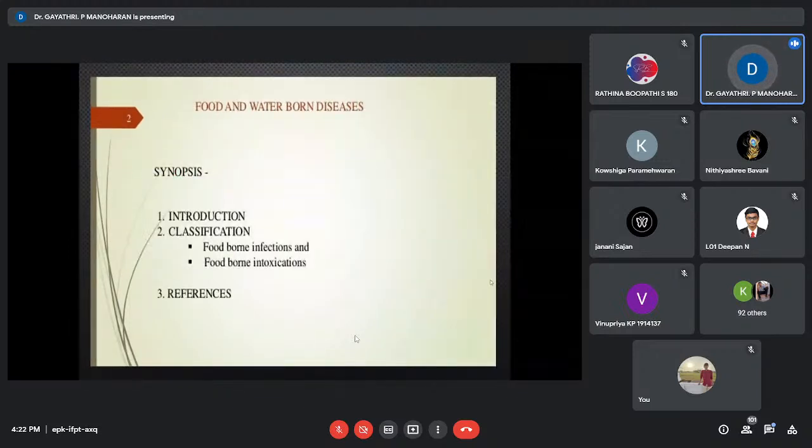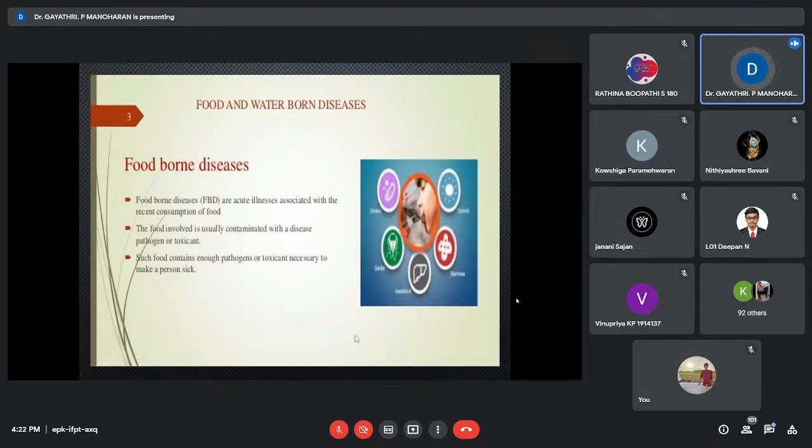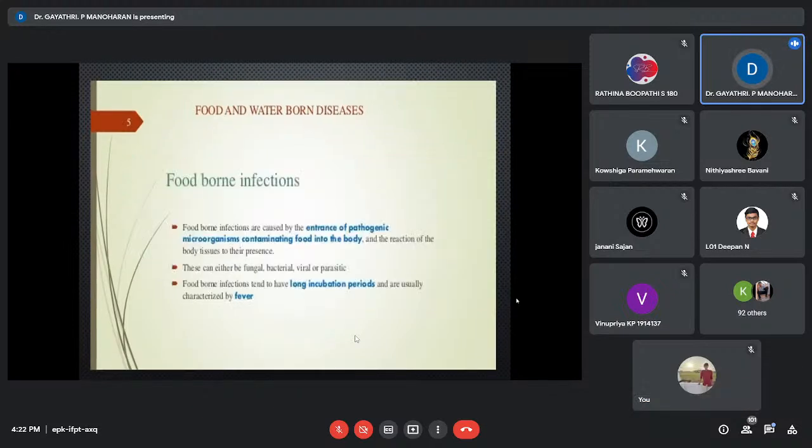And the toxin, the next one is a toxin which is produced by those specific organisms, called foodborne intoxications. There are two important types. Now we are going to see only about the foodborne infections. Such food contains enough pathogens or toxicant necessary to make a person sick. After taking those types of foods or water, we may get illness. We may get ill very soon.